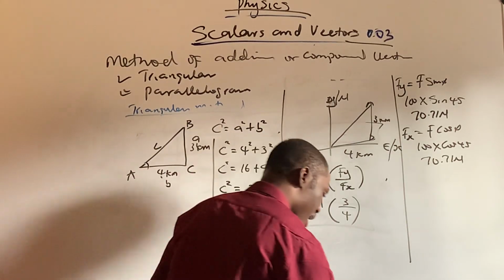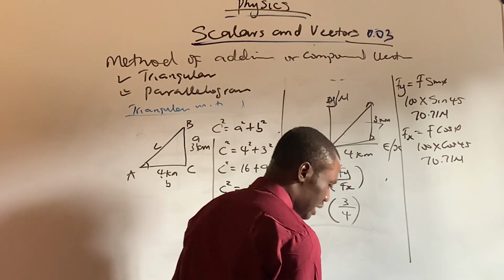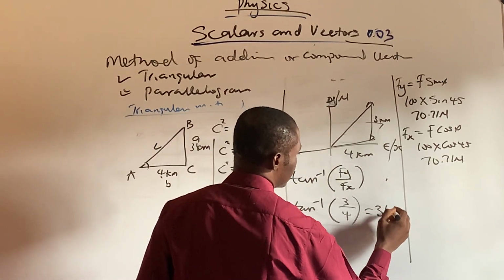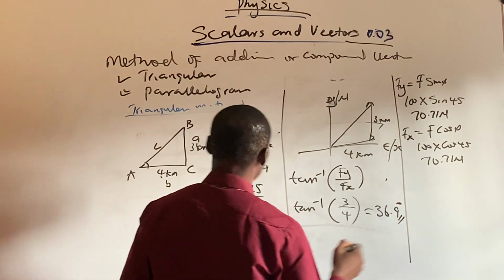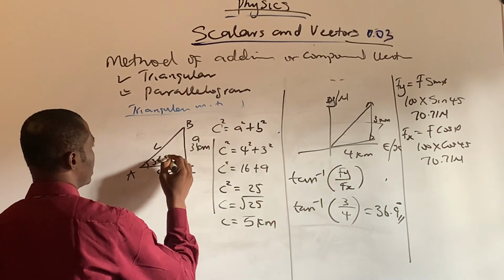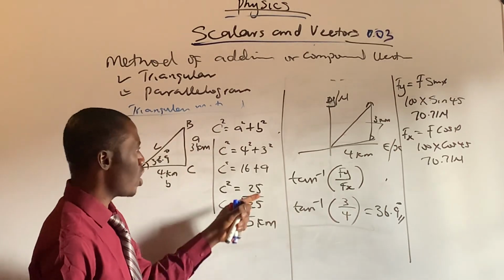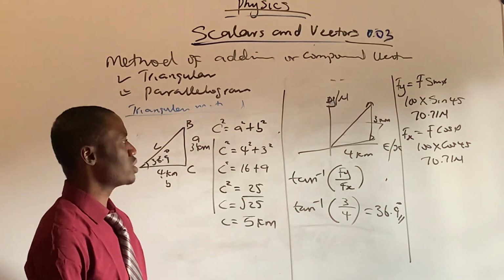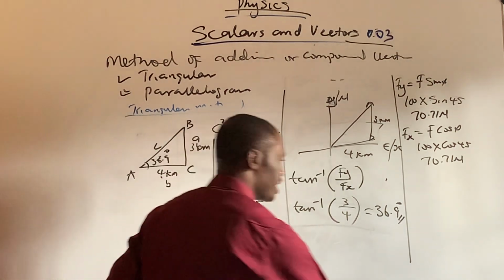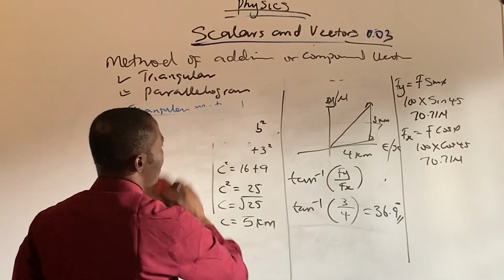Alright, so over here I have 36.86. So let me make it 36.9. So over here is 36.9 degrees. So my angle here will be 36.9 degrees. That's the angle of inclination from the x-axis, towards the north. Okay? Now, we move to the next thing. The next thing to do is to solve with the parallelogram.